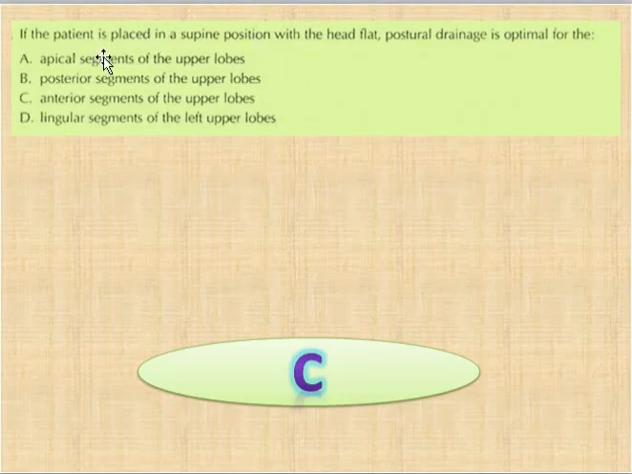Next, if the patient is placed in the supine position with the head flat, the posterior drainage is optimal for option A, apical segments of the upper lobe, B, posterior segments of the upper lobe, C, anterior segments of the upper lobe, D, lateral segments of the upper lobe, and the correct option is anterior segments of the upper lobe, option C.